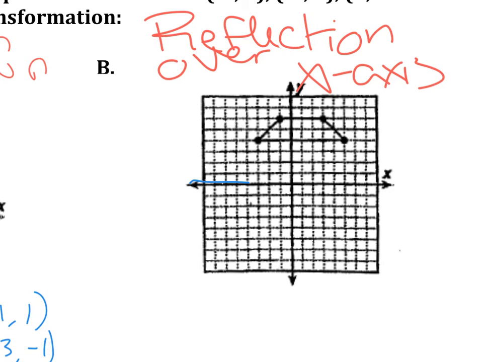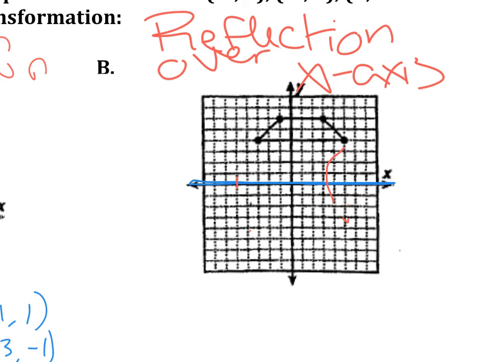Here's my x-axis. The x-axis is the horizontal line. Each of these points are going to flip over top of it. So if you think about it, this one's going to come over and land somewhere down there. This one's going to come over and land somewhere down there. I don't want you to estimate though, I want you to find it exactly. And the way we do that is we know that the x value stays the same, but the y value becomes the opposite, okay?